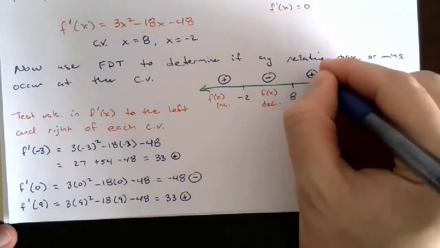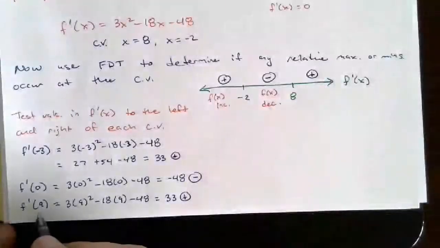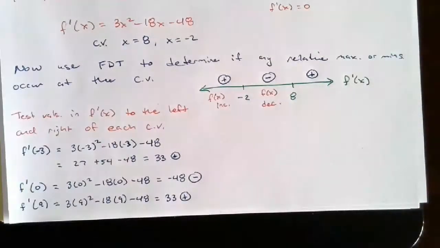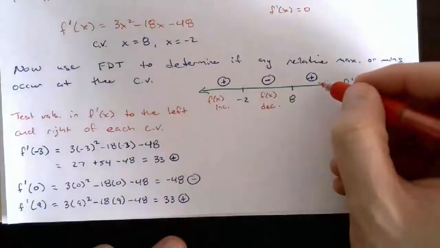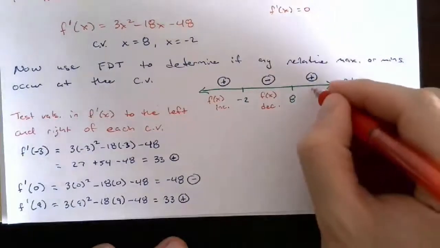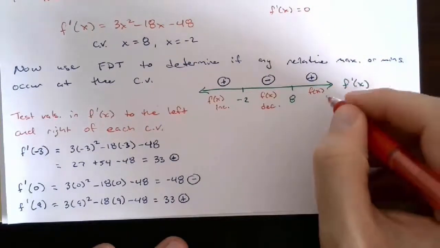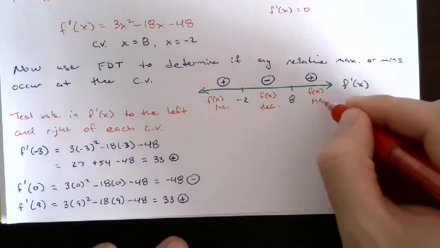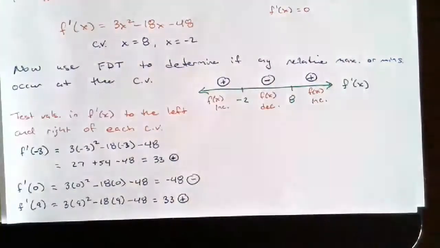That's what it's really telling me. It doesn't matter what value I picked, f prime of 10 or f prime of 1,000. As long as I pick something to the right of 8, I'll get a positive value for f prime. And then again, we ask ourselves, if the first derivative is positive, what's happening to the original function? A positive first derivative means positive slopes, so the function is increasing. A positive slope tells you it's increasing.